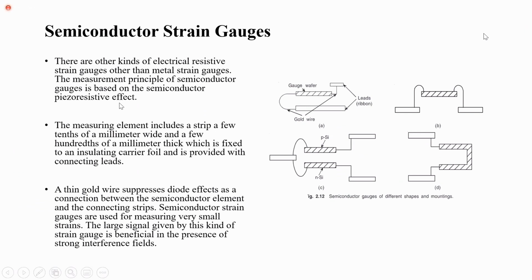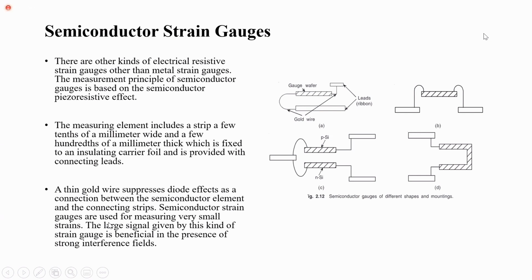The measuring element includes a strip a few tenths of a millimeter wide and a few hundredths of a millimeter thick, which is fixed to an insulating carrier foil and is provided with connecting leads. Here you can see semiconductor type of strain gauges. I will show you images also. A thin gold wire suppresses diode effects as a connection between the semiconductor element and the connecting strip.